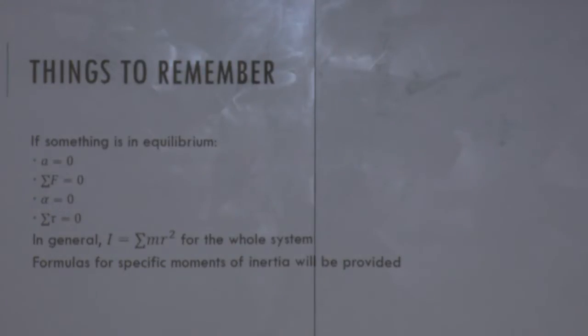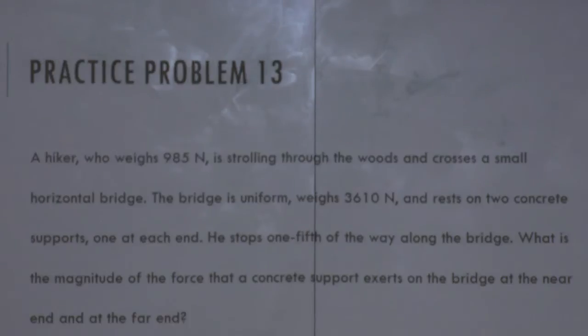In general, I equals the sum of mr squared for the whole system. So if you just have random points rotating about an axis, then your inertia will be mr squared, and the sum of all of those. If you have something like a bicycle wheel rolling down a hill, they'll give you the formula for inertia. You don't gotta remember those. They give you some weird ones, like frozen cans of juice and stuff like that. It's weird, but they'll give you equations for those.